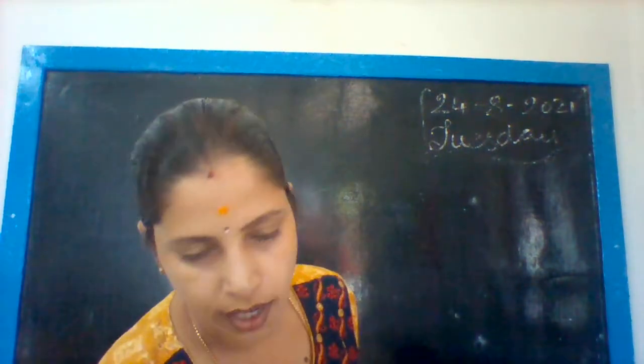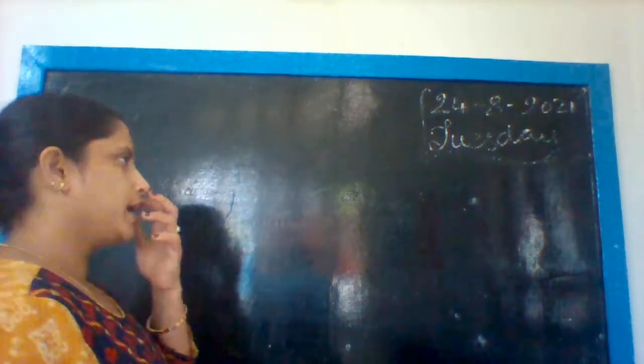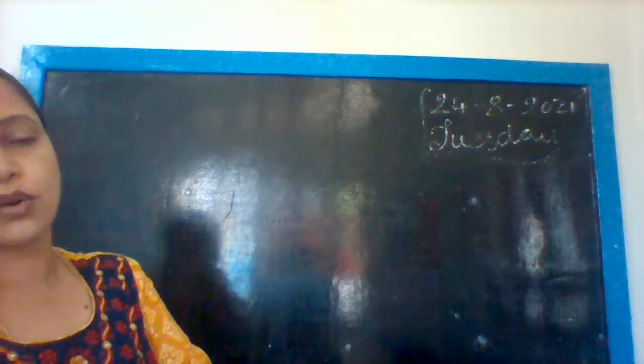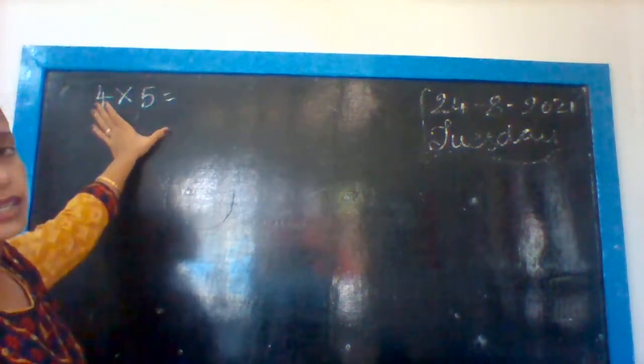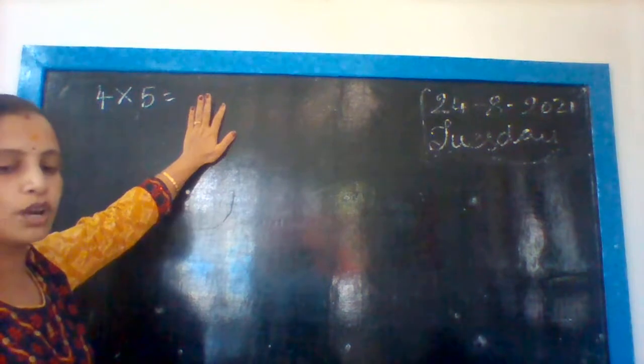I'm going to dictate the tables. You should write that, then dictate and mark the tables. You should write the answers. Okay, take out your box book and start writing. Four fives up. I'm going to dictate this much only. You should write the answer. You should not take anybody's help.